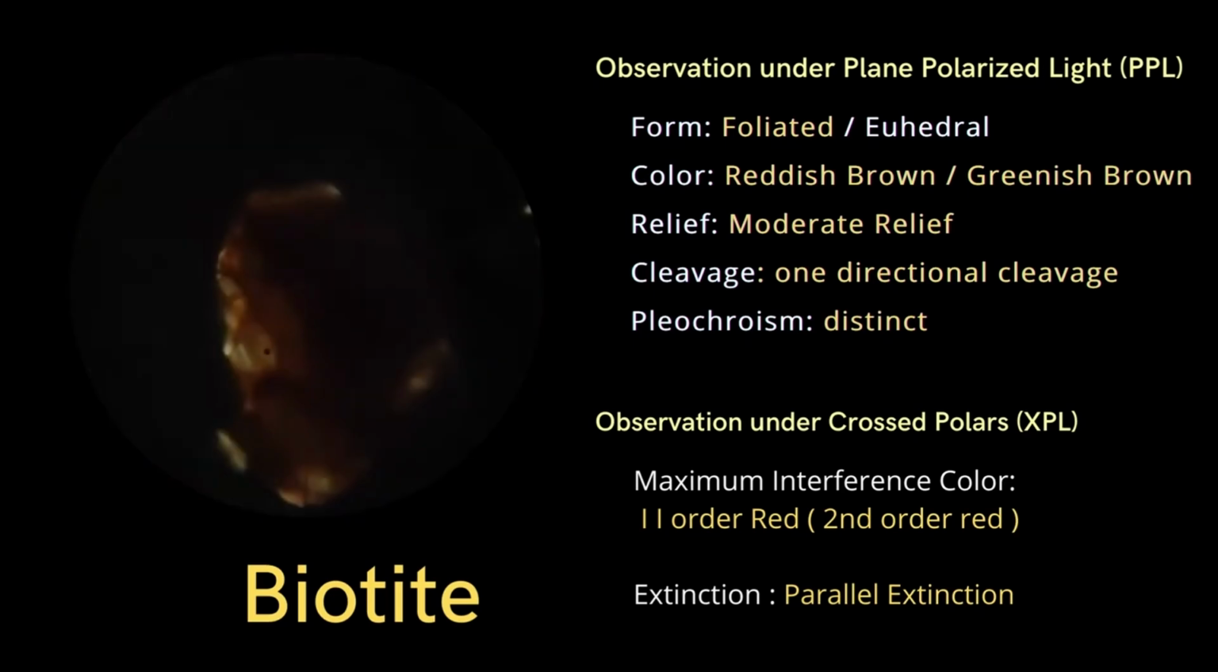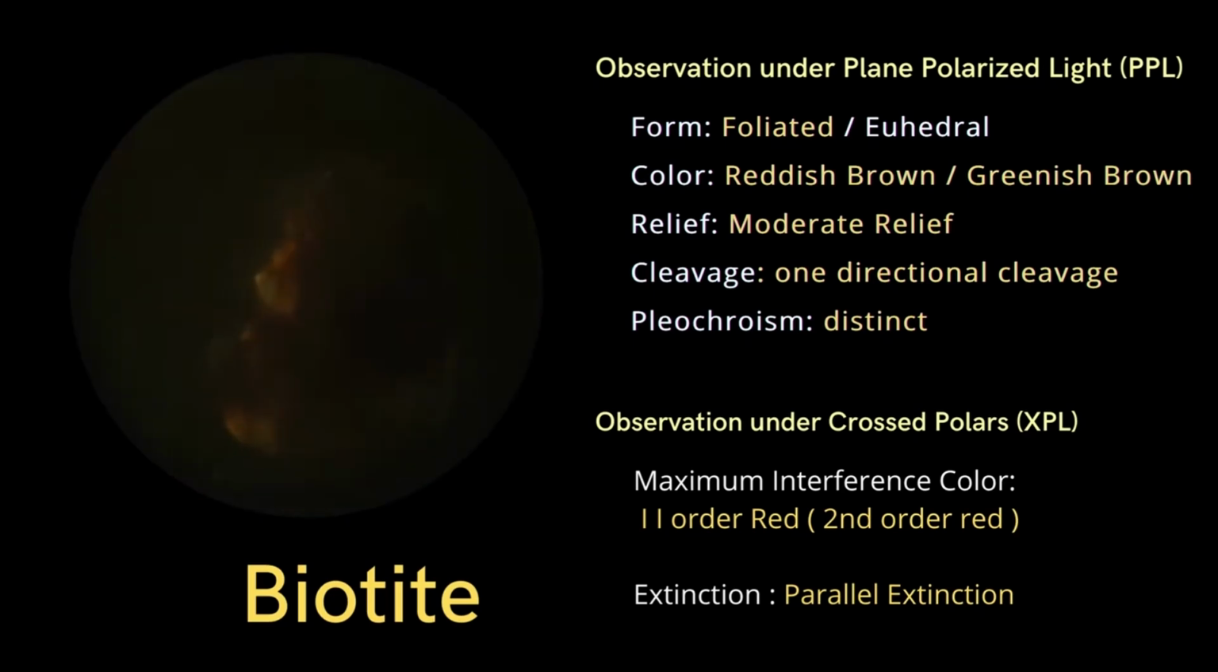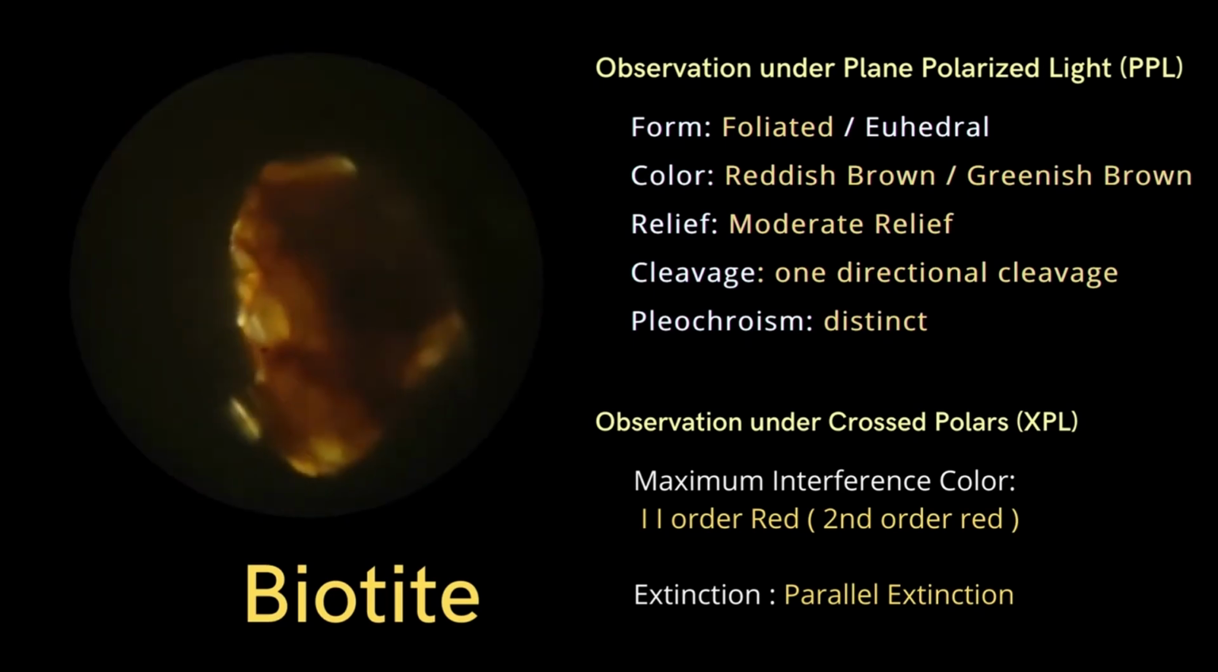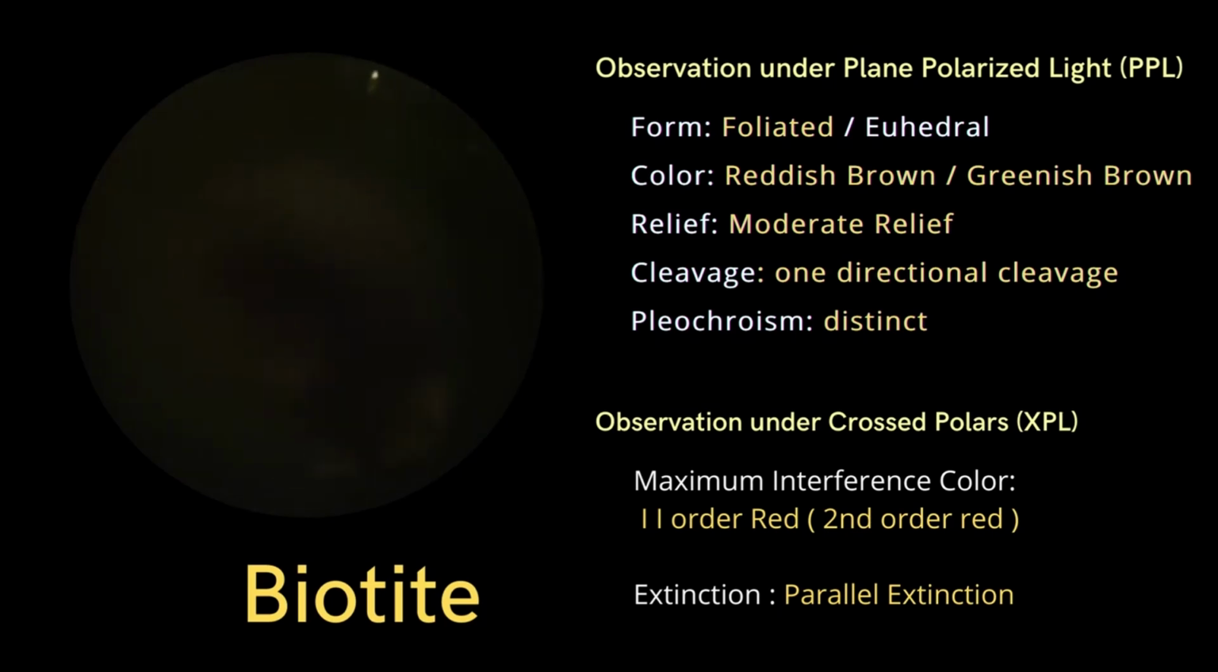When we switch to crossed polars, biotite displays second order red to orange interference colors. Its extinction is parallel, meaning it goes dark when aligned with the crosshairs, typical of mica with the layered crystal structure.